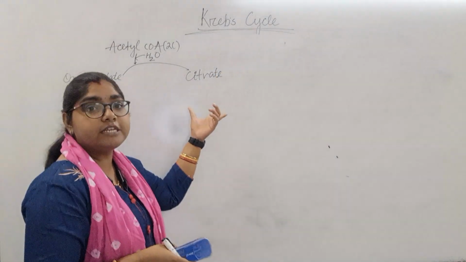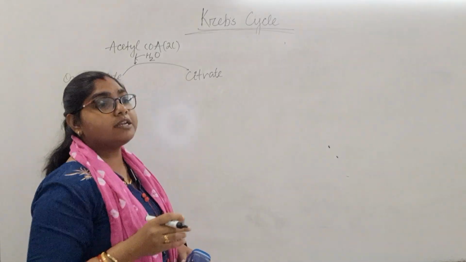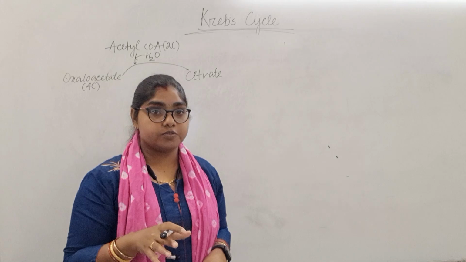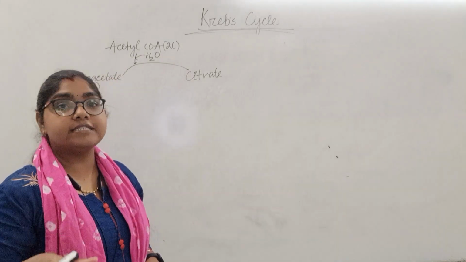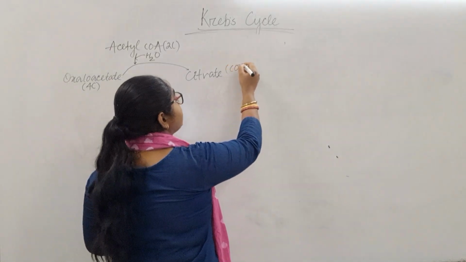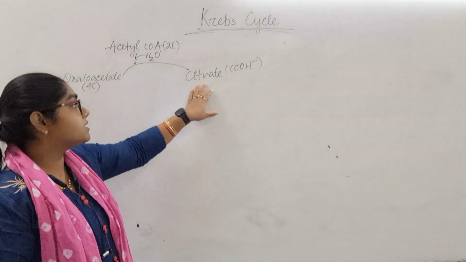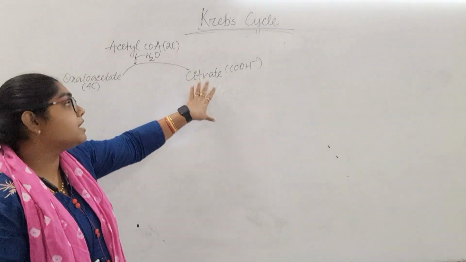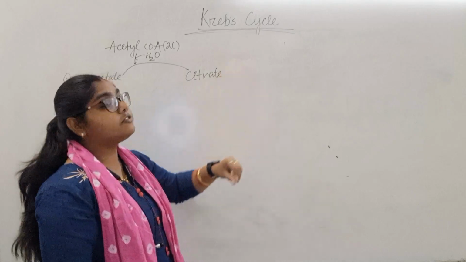Citrate is the first stable product of the Krebs cycle. That's why it is known as the citric acid cycle. And the citrate consists of 3 carboxylic acid groups. That's why it is known as the TCA or tricarboxylic acid cycle.